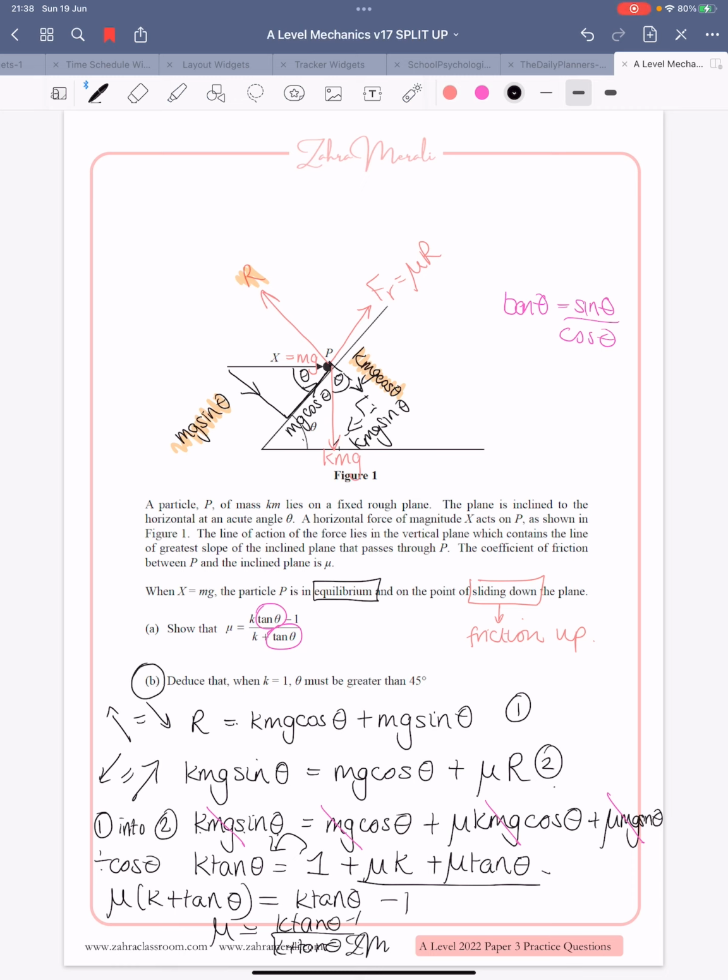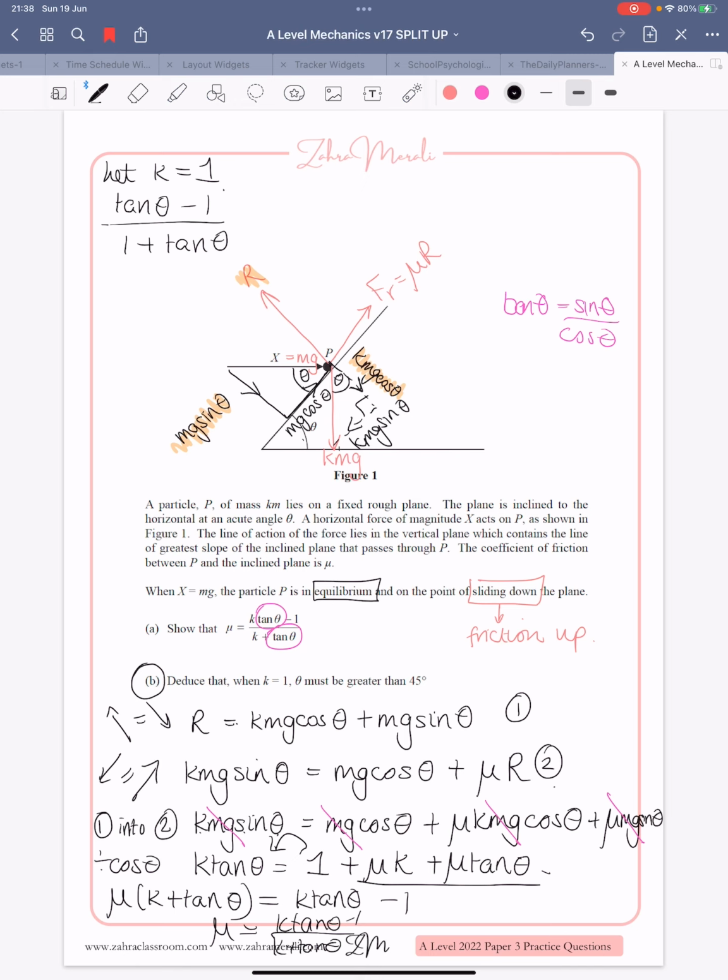So for part B, we want to deduce that when k equals 1, theta must be greater than 45. Okay, so let k equal 1. Then you're going to have tan theta minus 1 over 1 plus tan theta. Now we've got mu, which is our coefficient of friction.